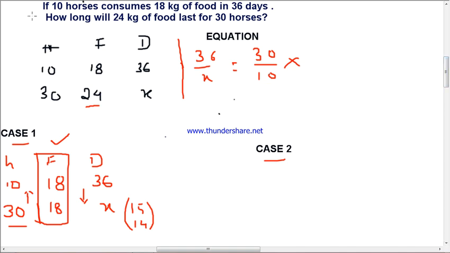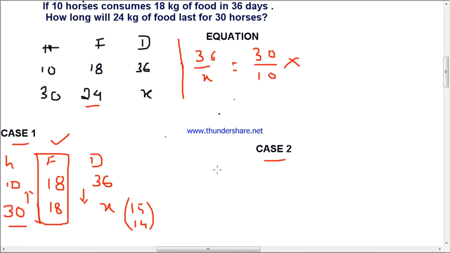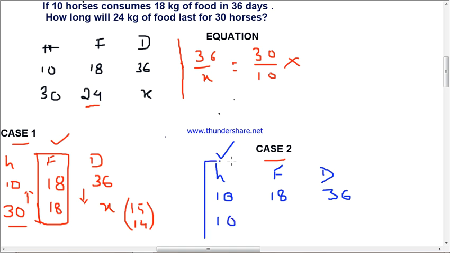Now let's go to case 2, and you see what kind of variation this is. You see again horses, food, and days. Again you write 10 horses, 18 kg of food, it will last for 36 days. At that time in case 1 you assumed food to be constant. Now you will assume horses to be constant. You say your horses is 10 now. You assume your horses to be constant, and then the food is 24 kg, and what will be the number of days it will last.